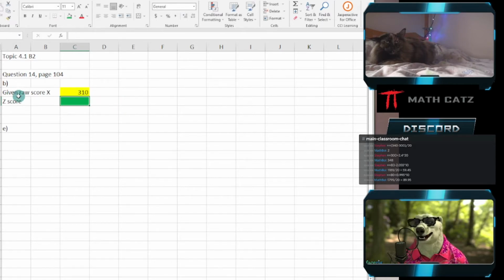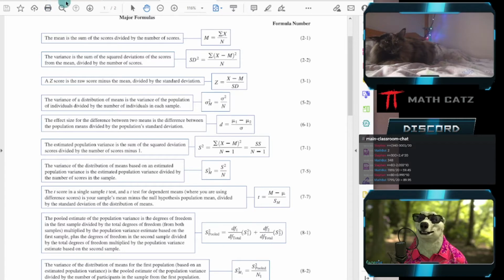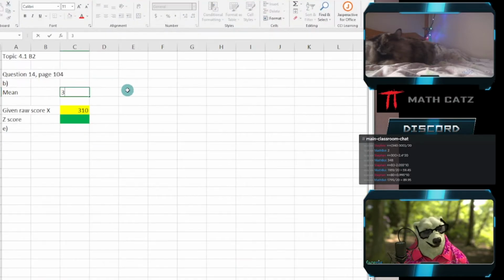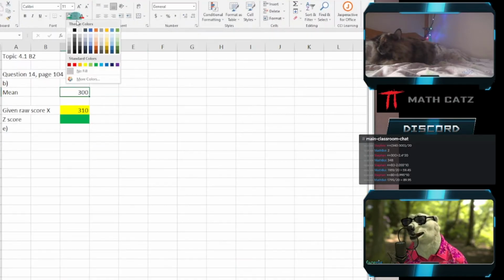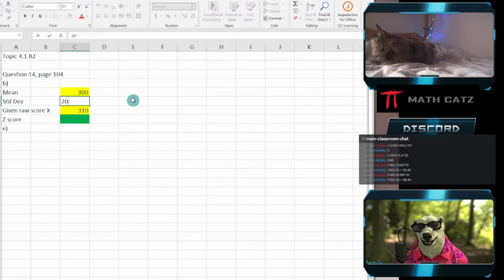Before we do that, I jumped a little bit ahead of myself. More things are given, right? Let's move these things down a touch. We have the mean. Got a little bit excited. What was the mean? Where's my question here? 300, standard deviation 20. So I'll put in 300. That's also important. So that gets a yellow. Standard deviation like that. That was a 20. That's also part of the input.